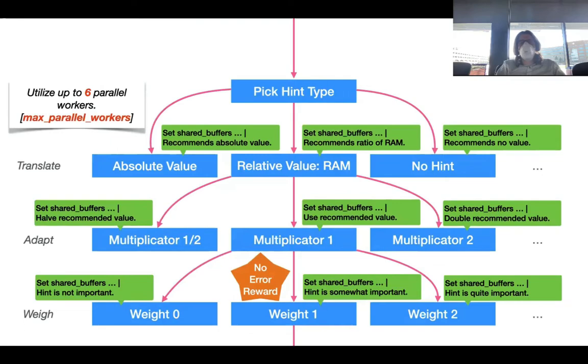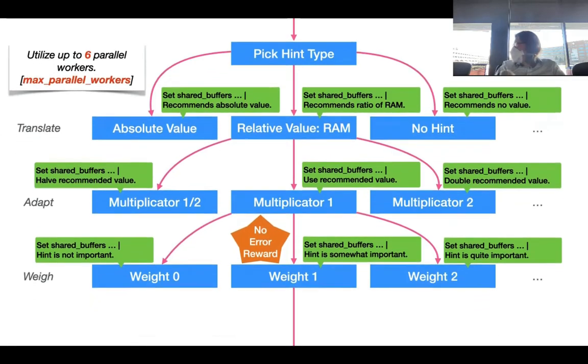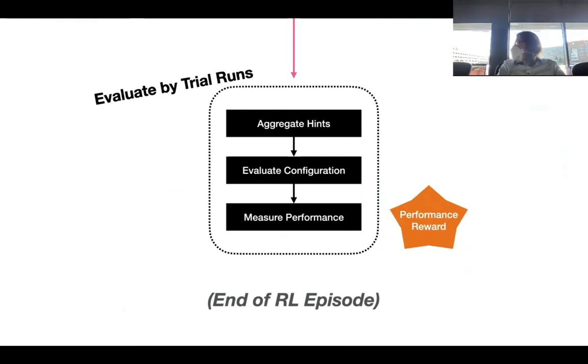Here it's talking about the degree of parallelism that we want to set. And again, we are making those choices and in the end get a no error reward if the setting that we are selecting is accepted by the database management system. Eventually, after 10 to 20 hints, we are coming to the point where we want to actually measure the performance that we get when setting those parameters in the way that we have selected.